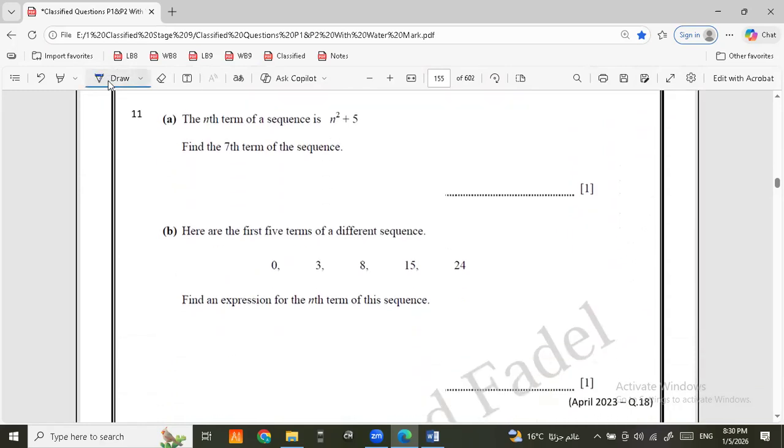The nth term of a sequence is this. Find the seventh term. 7 squared is 49. 49 and 5 is 54.